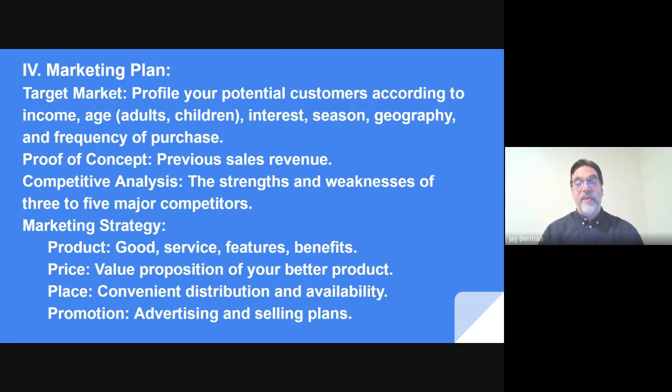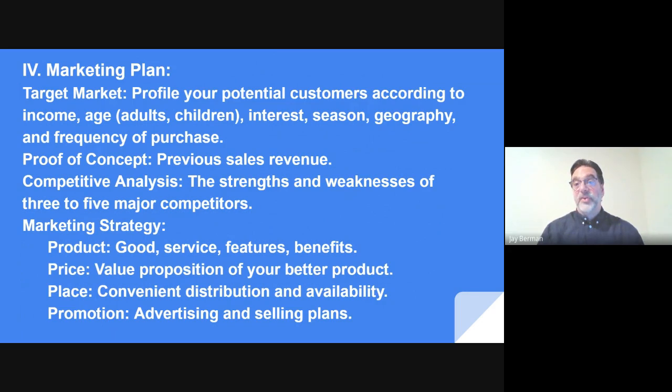Price, you want to discuss the value proposition. In other words, you're explaining why your product is better. And better is not necessarily cheaper. If you do have a better product, you could justify a higher price if you're justifying that it is a better product.